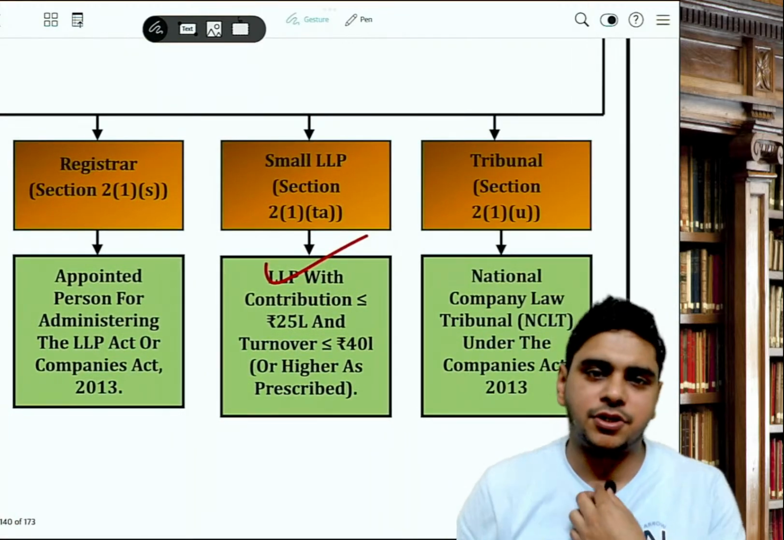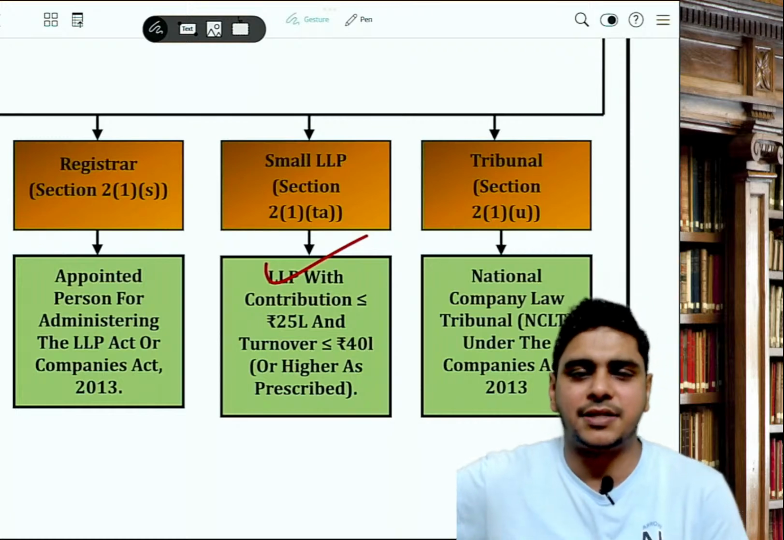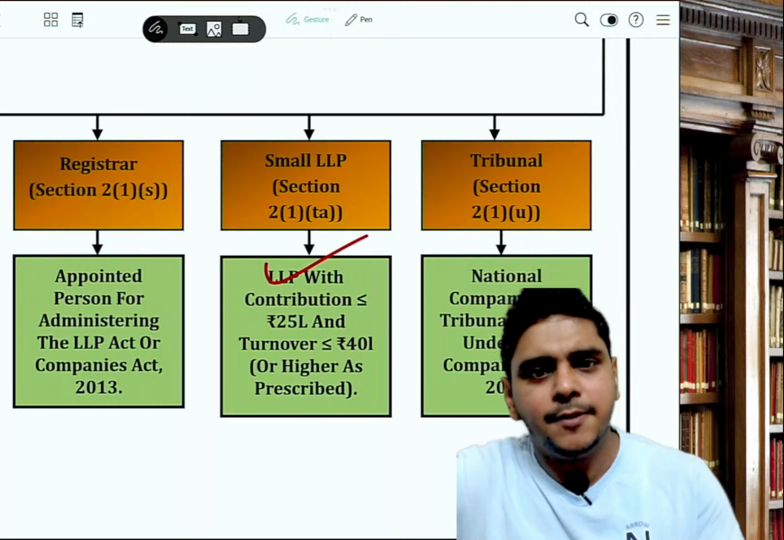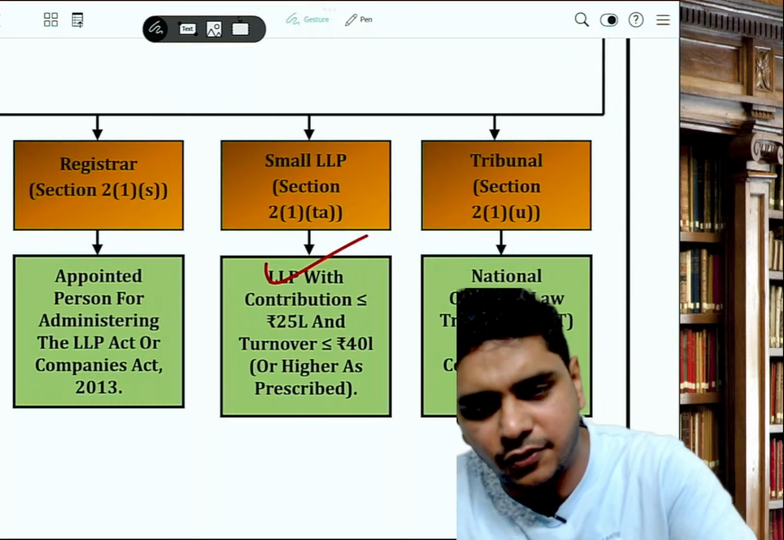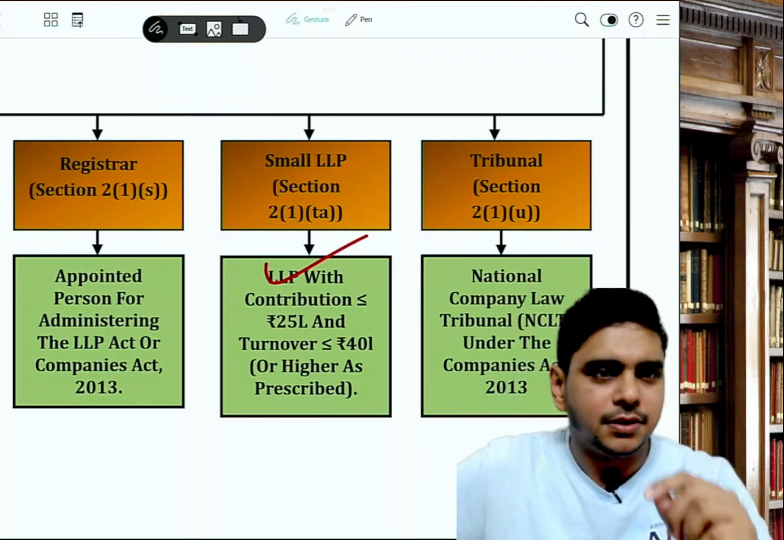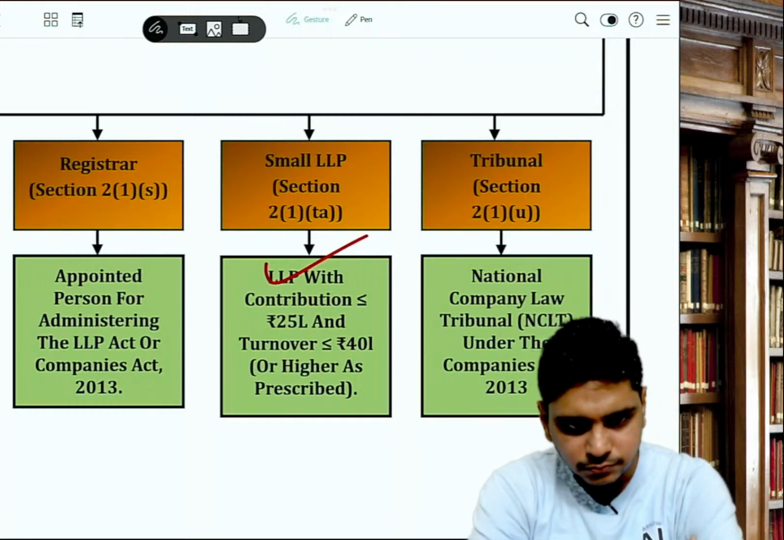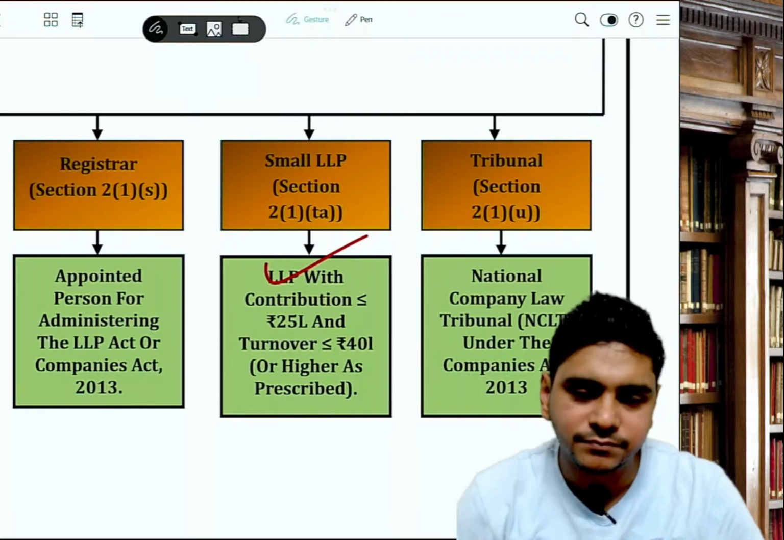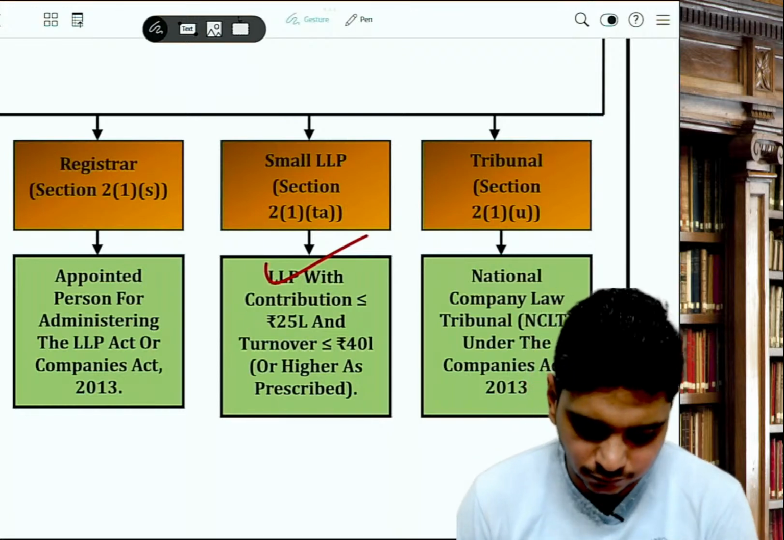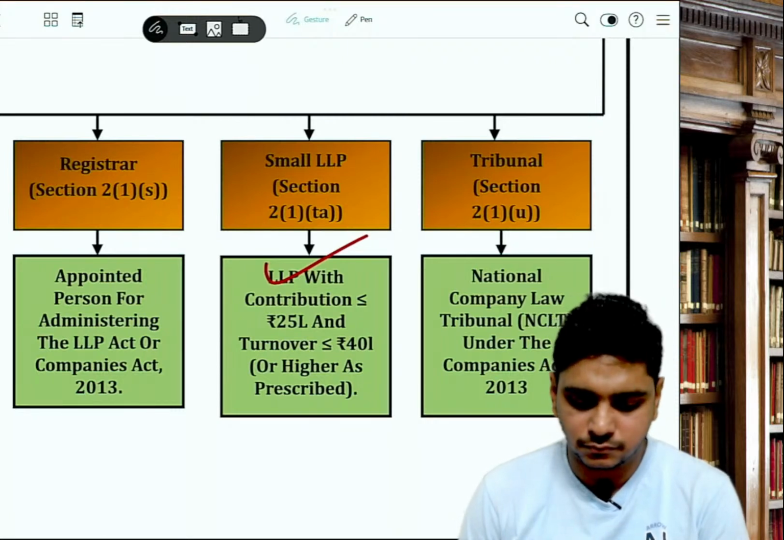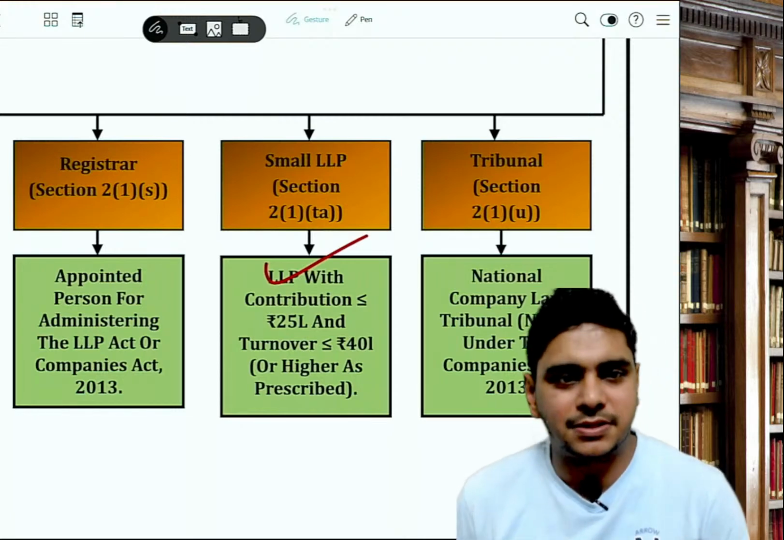Now, the most important definition of this chapter is small LLP. Small LLP means where the contribution is less than or equal to 25 lakhs and turnover is less than or equal to 40 lakhs. Is this minimum or maximum? Can somebody tell me? Less than or equal to basically means maximum.